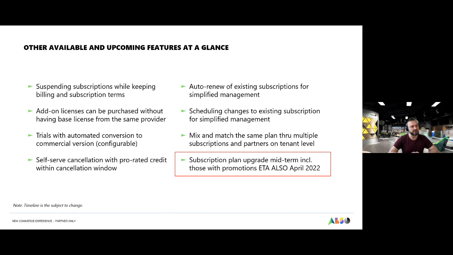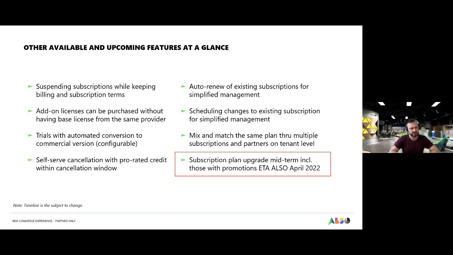Trials, we didn't bring trials yet in newcomers, but trials will be available with automation in conversion to the commercial version with configuration. So you basically will be able to configure the trial at the conversion to the commercial version. At this moment, we are not looking into trials. At the moment, we want to focus on the main features, which is probably what everybody is waiting for, and that's around the upgrade. An upgrade in midterm.